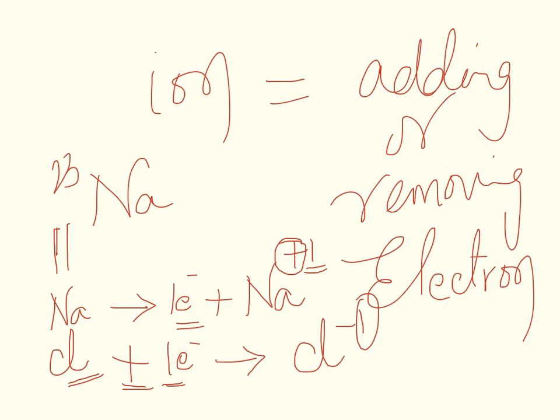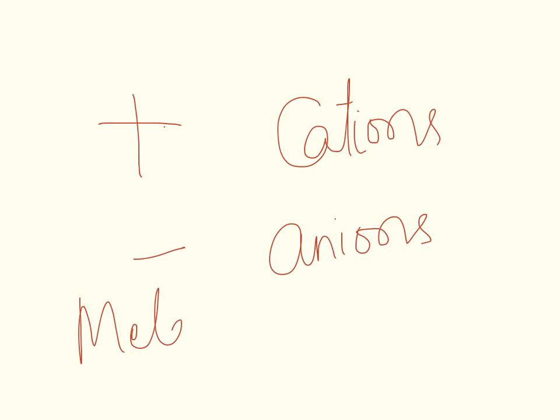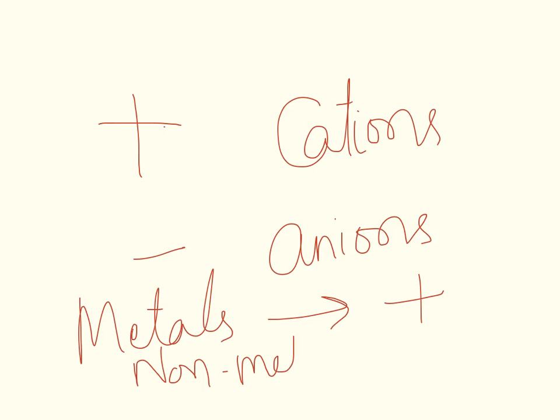Now, positive ions are known as cations and negative ions are known as anions. Okay, metals usually form positive ions, non-metals usually form negative ions.